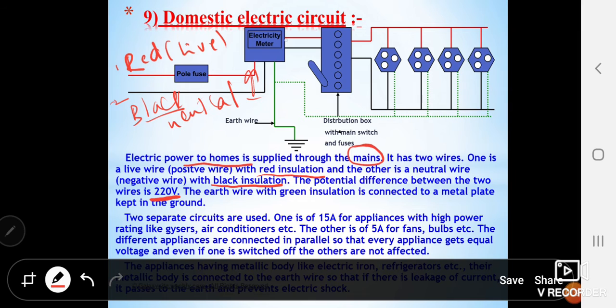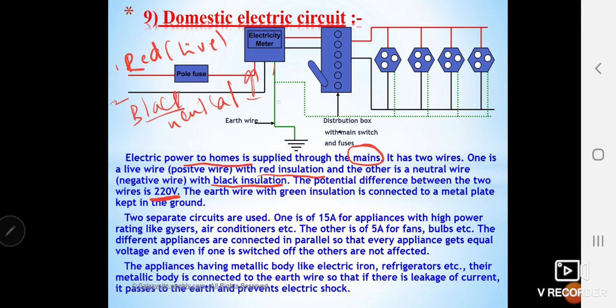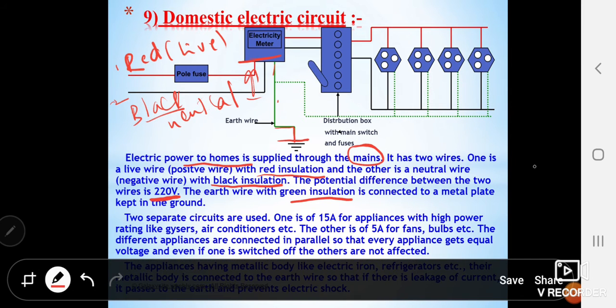And one more wire is there. As you are seeing here, this is the wire with green insulation, connected to the metal body and kept in the ground just to avoid electric shocks. So keep in mind.